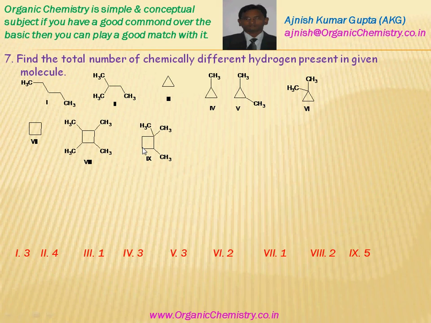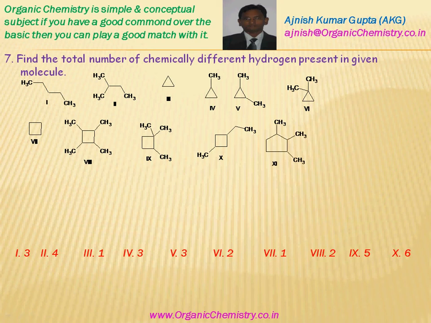So hydrogen present over this is also different, because this carbon is attached to the carbon which has one CH3, while this carbon is attached to the carbon which has two CH3 groups. So hydrogen present over this position and hydrogen present over this position have different chemical nature. Analyze this molecule. This CH3 and this CH3 have different environments, so hydrogen present over these are also chemically different. 1, 2, these two are the same, 3, 4, 5 and 6.